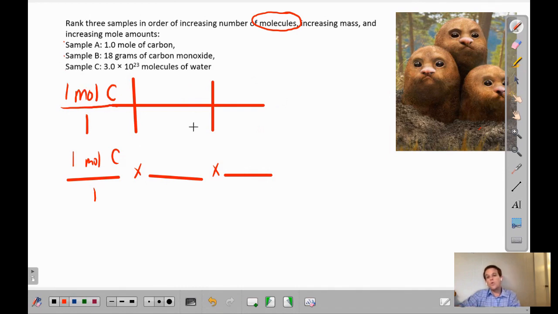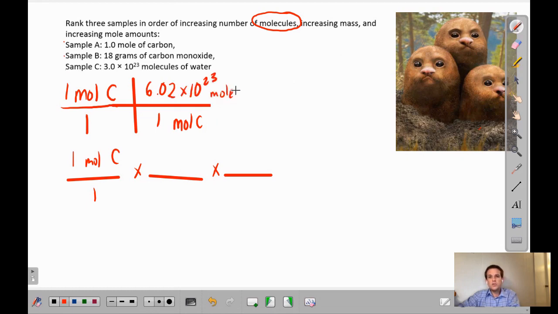So here we go, 1 mole, we want to get this eventually into molecules. So our plan is that the units should always match up in these dimensional analysis problems. So we've got our 1 mole of carbon, and we've got our 1 mole of carbon. And now how many molecules are in a mole of carbon? Well, we know that 1 mole of anything is 6.02 times 10 to the 23rd, right?